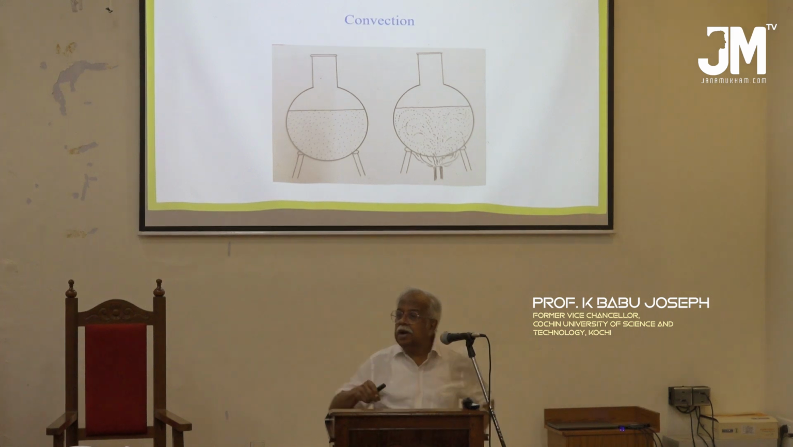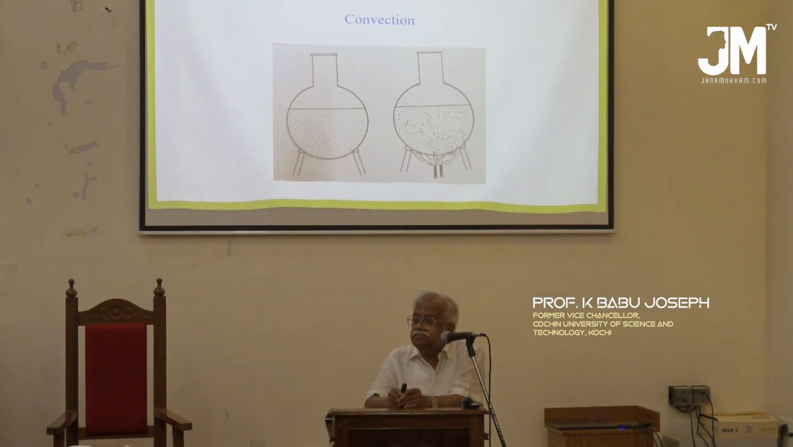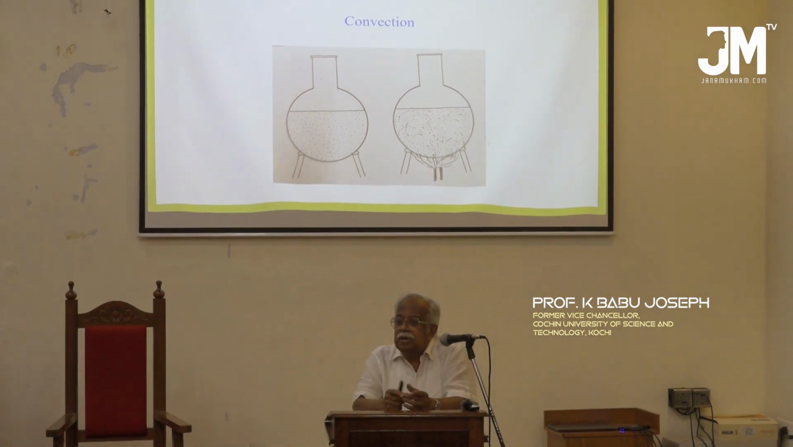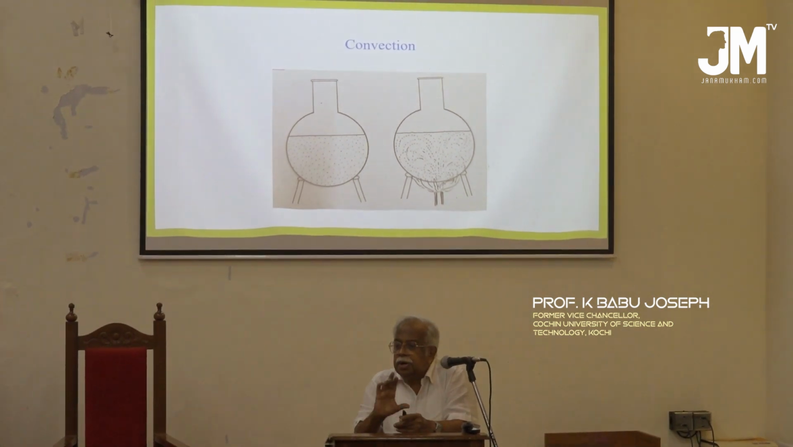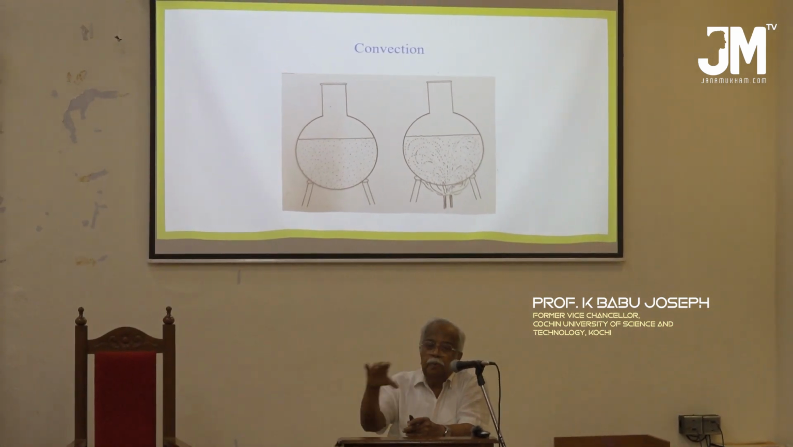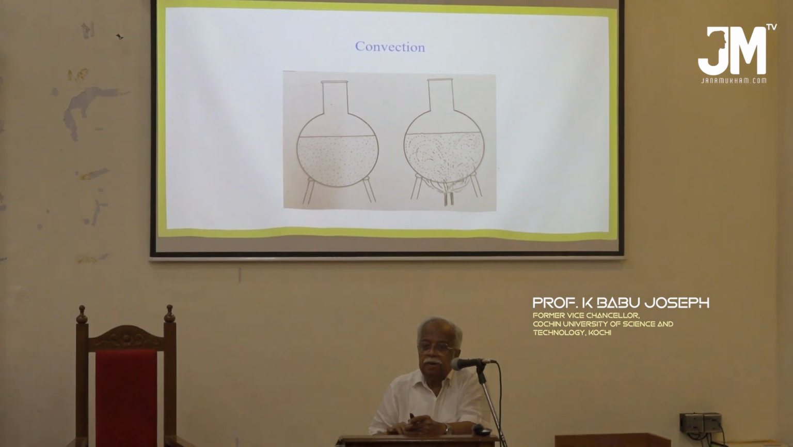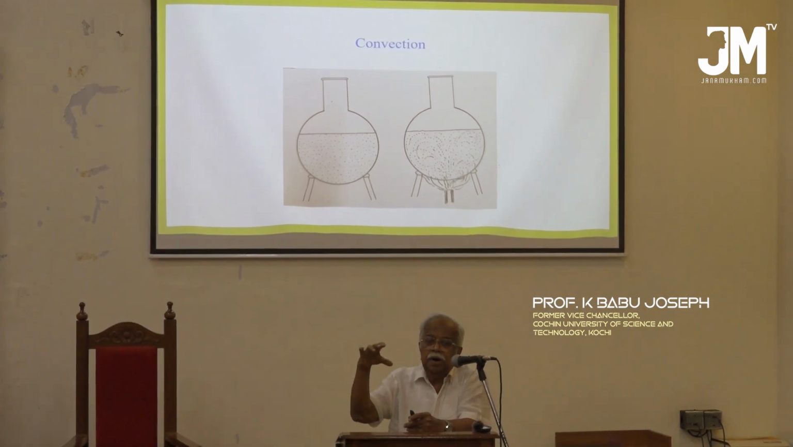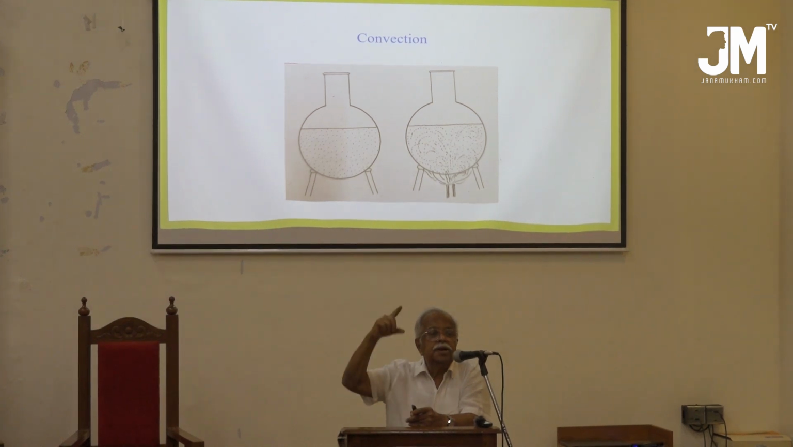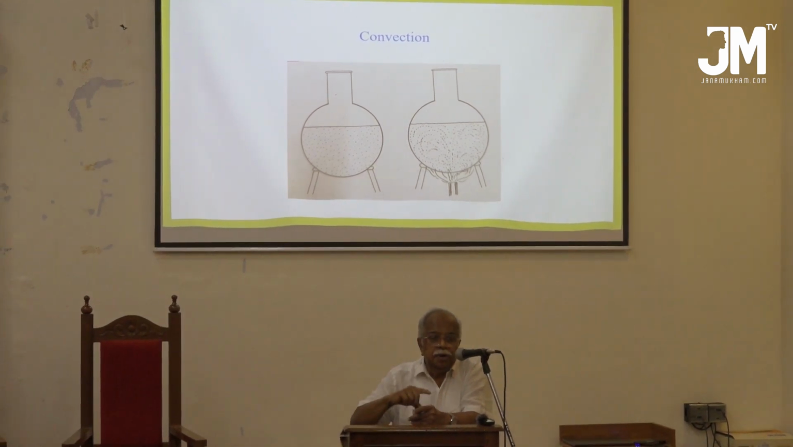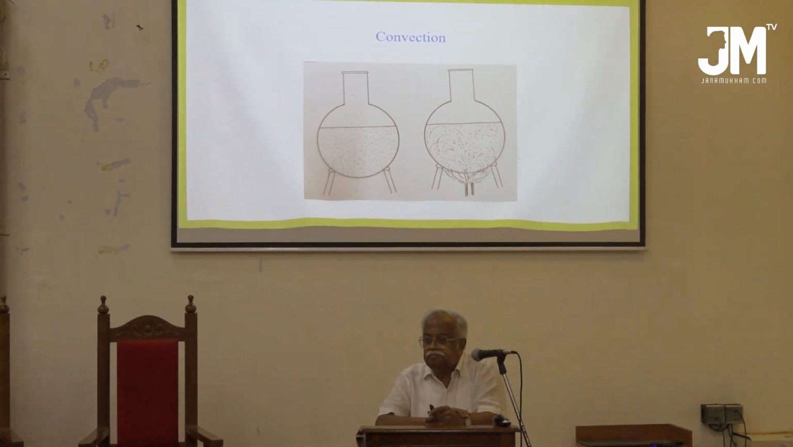This is a standard example of self-organization. In a flask, you are boiling water. There is a temperature gradient between the top layer and the bottom layer. Top is at a lower temperature than the bottom. We say that there is a temperature gradient between the bottom and the top.